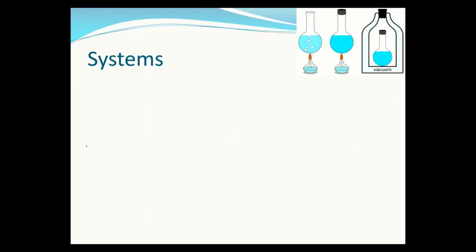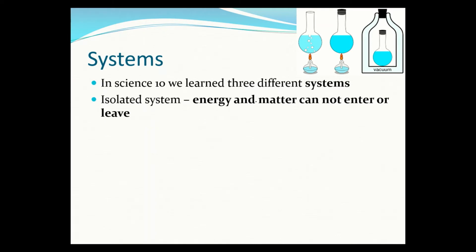So, systems. In Science 10, we learned 3 different systems. We learned an isolated system where energy and matter cannot enter or leave. So the example of that is we're boiling this water over this flame, and we have an open top, so the water particles can go out the top, and also heat leaves out the side here. So heat is the energy, water is the matter. They can both enter or leave our system.